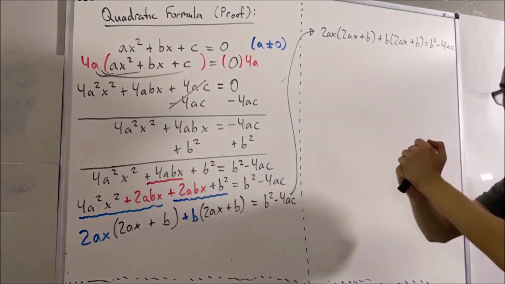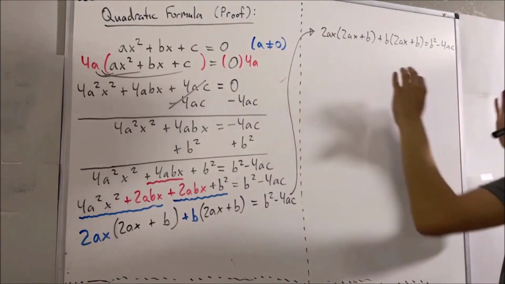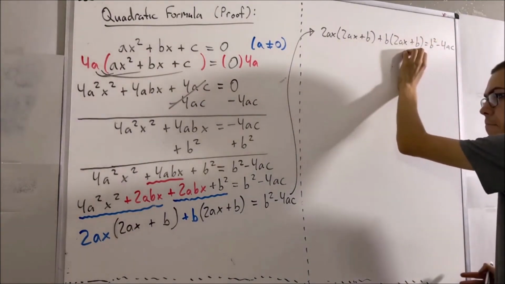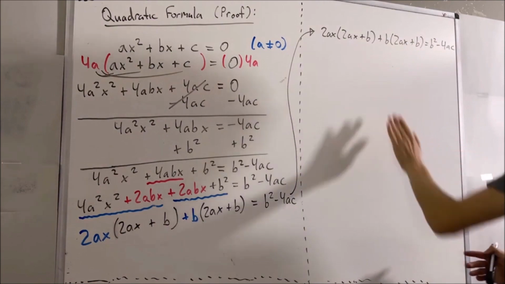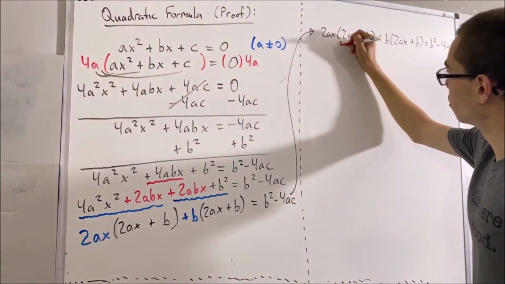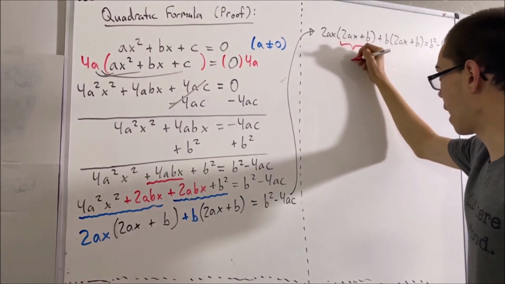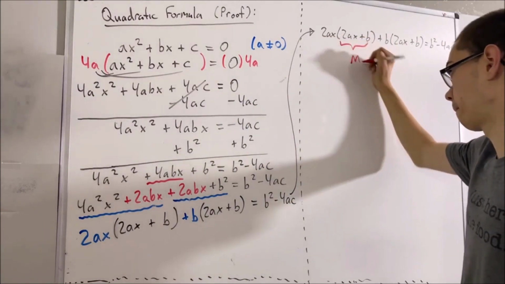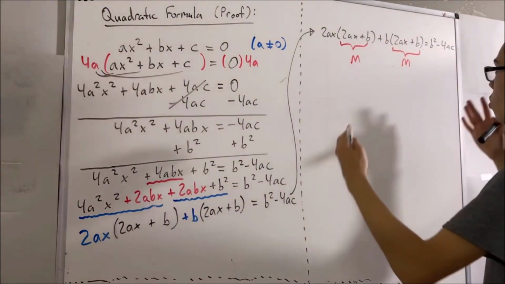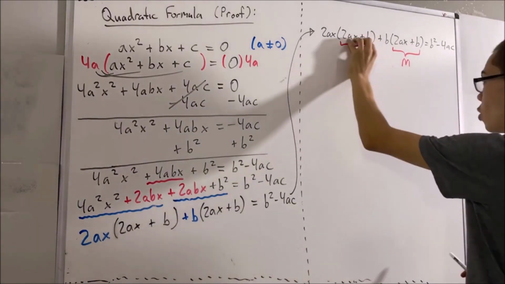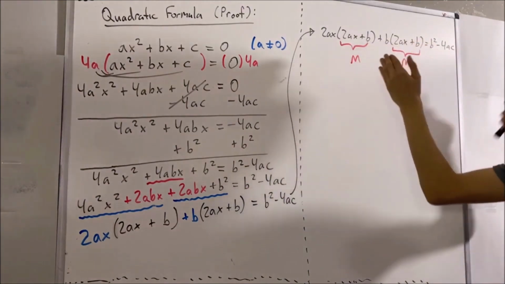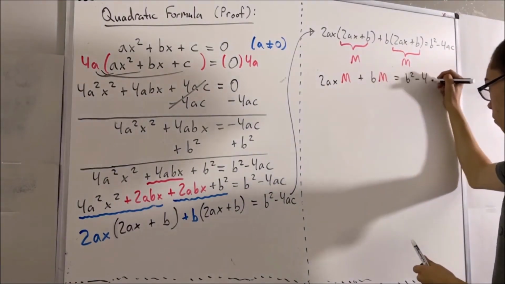But here's what's really cool. Notice that overall we have something times something plus something times something. And just so it's clear to everyone what I'm about to do, I can relabel 2ax plus b as some number m, right? So I'm going to also rename this m as well. What that means is if I replace 2ax plus b with m, I will get this.